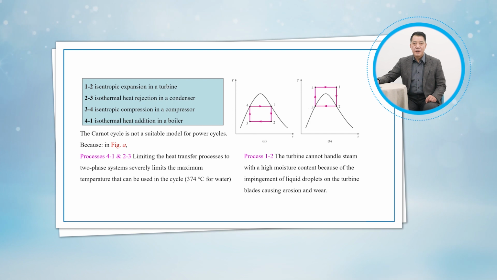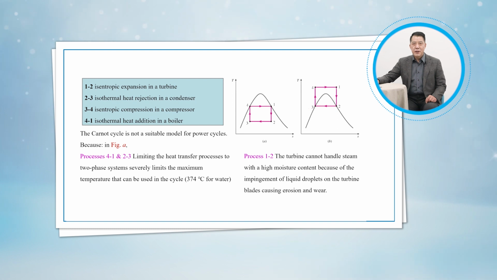The isentropic expansion process can be approximated closely by a well-designed turbine. However, the quality of the steam decreases during this process, as shown on the T-s diagram in Figure A. Thus, the turbine has to handle steam with low quality, that is, steam with a high moisture content.